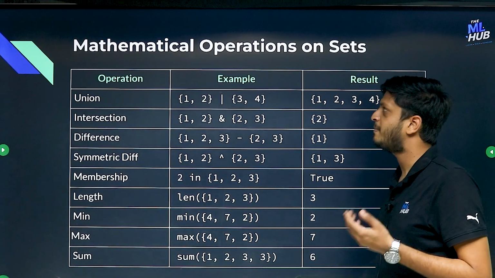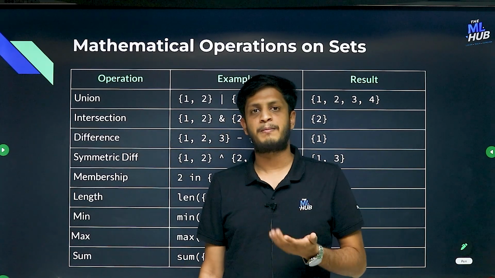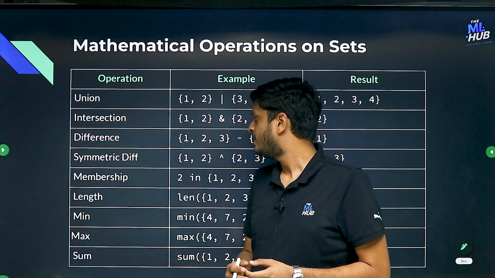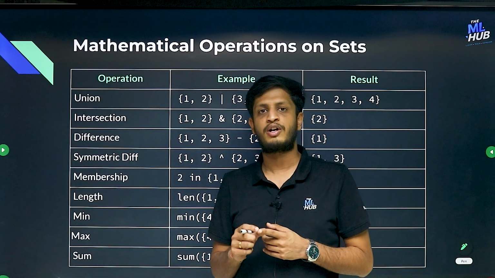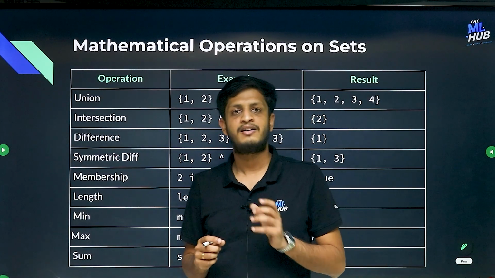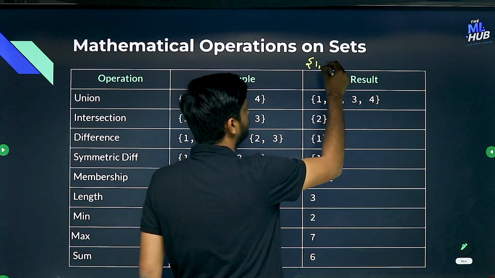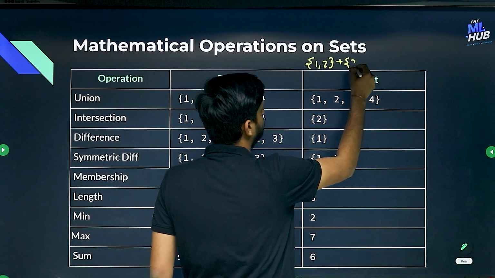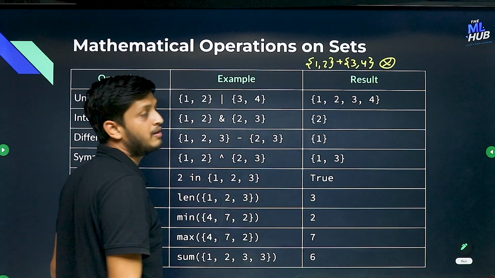Now let's look at some mathematical operations on sets. What all operators can we apply on sets? Let's see that. We have seen the addition operator in list and tuple, which is used for concatenation. But in set, the addition operator is not allowed. You cannot add two sets. This is wrong. You cannot do that. This is not even possible.